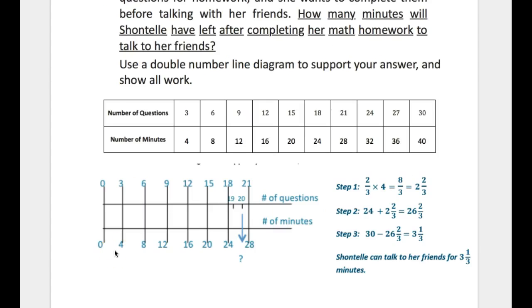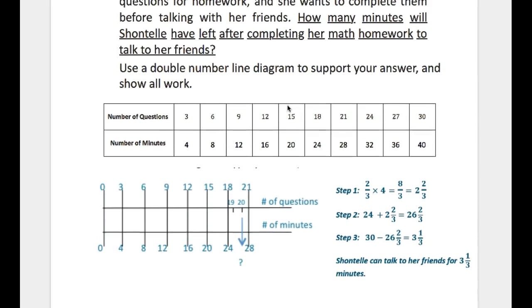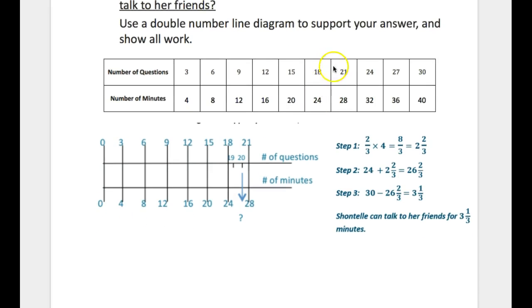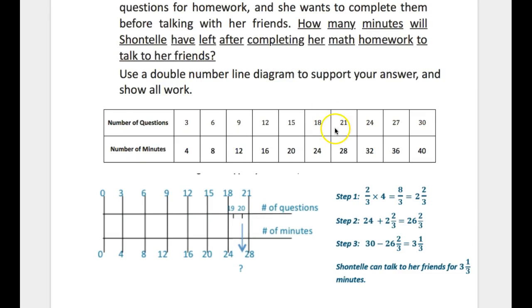Okay, so here's the double number diagram that I have, and it is the same one that you see up here, up to 21. And I didn't bother putting those in because we know that she has 20 math questions. So she has 20 questions to work on. So she's going to be right in between here somewhere. Right in between here is where we want it to be, and so that's why we only went to 21. Here's where she has 20.